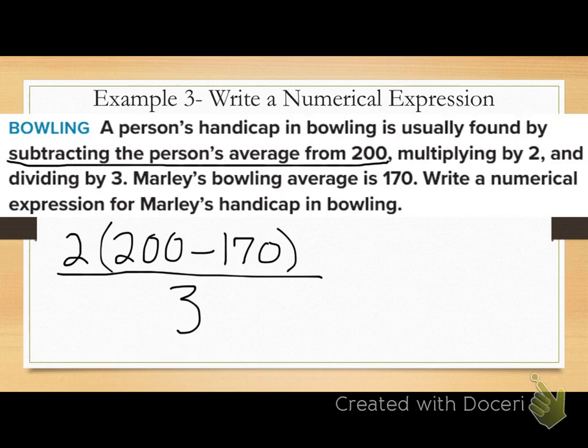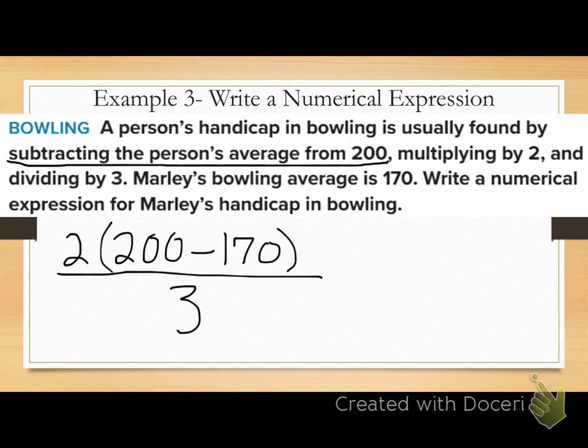Okay, hold on. So I took Marley's average, subtracted it from 200. Whatever I got for that, I'm multiplying it by 2. Whatever I got for that, I'm dividing it by 3. And that gives us Marley's handicap in bowling. Does everyone see how we got that? So, on your assignment, whenever you have a word problem like this, just take it step by step like we just did. Piece it all together into one big thing. Okay?